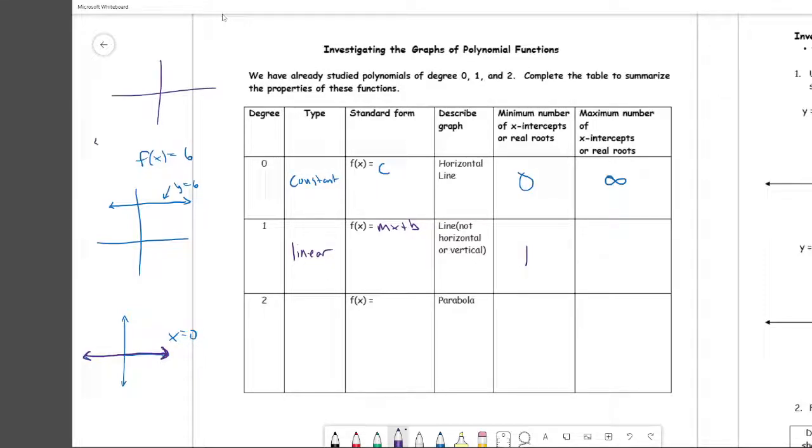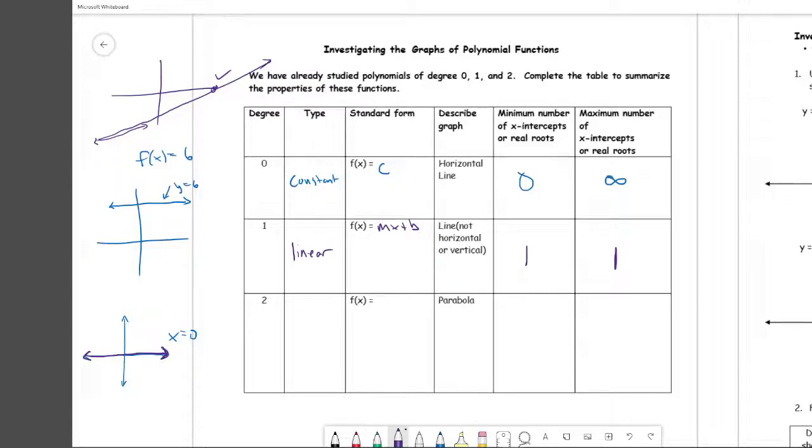So even if you draw a line like this, it's like very flat. Eventually, of course, it reaches the x-axis, and it will only reach the x-axis one time. The maximum number of x-intercepts is also 1. So you know it has 1 and exactly 1 every time.